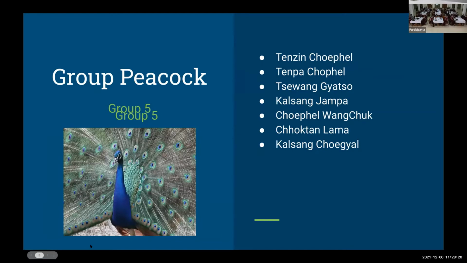We are group five, and our group members are Tenzing Chepil, Temba Chepil, Sewang Gyatso, Kesang Champa, Chepil Wanchuk, Chokden Lama Mi, and Kesang Chuekel.